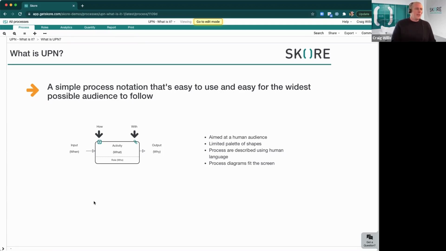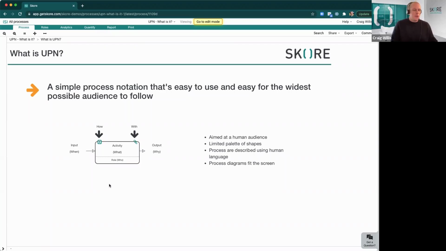Essentially, we always look at a process as made up of this core building block, which is an activity, i.e. the what that happens. Every activity should have at least one who, but also every activity should have an input, which we often refer to as the when. The input is the trigger for the activity to happen. It happens when this trigger is present. And then the output, which we often talk about as being the why. Why do I do this activity? To get this output.